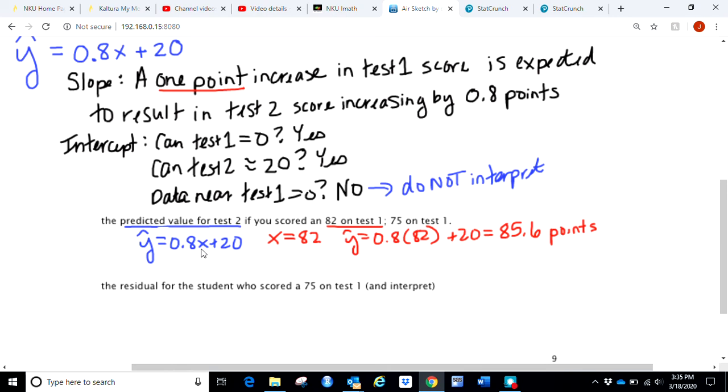Now what about if you had a 75 on test 1? Well, same equation, just a different value of x. So y hat here will just be 0.8 times 75 this time, plus that 20.